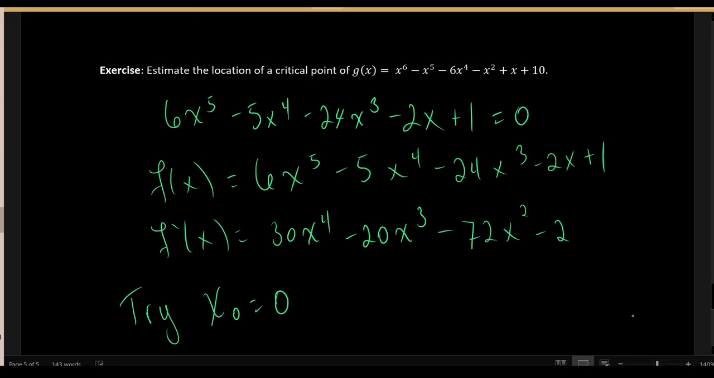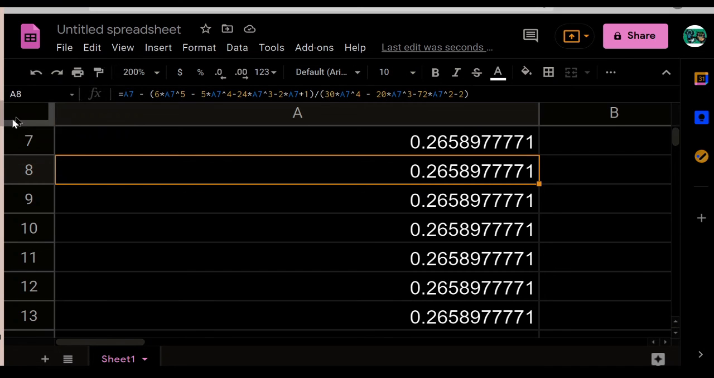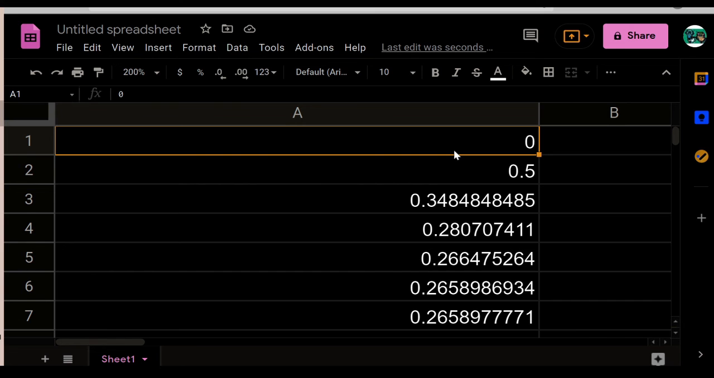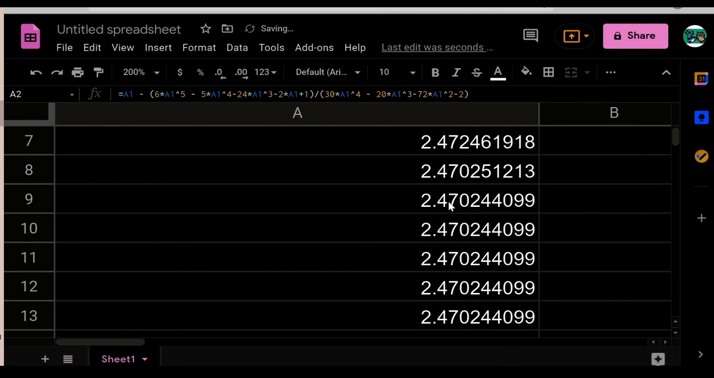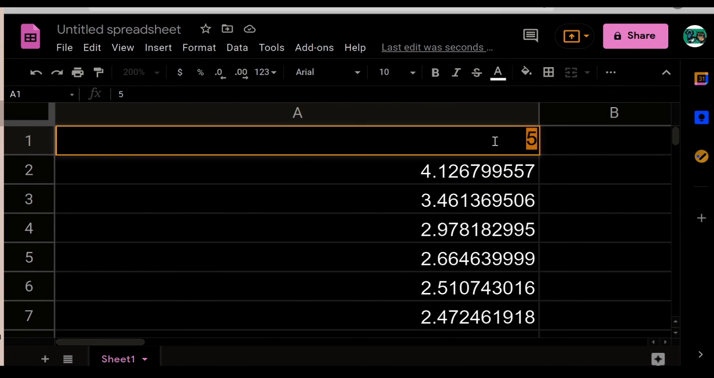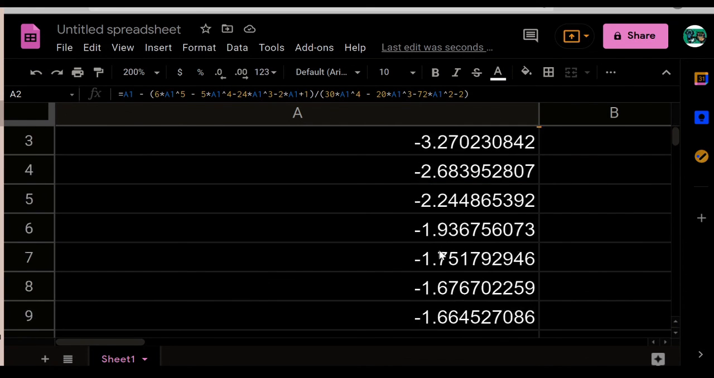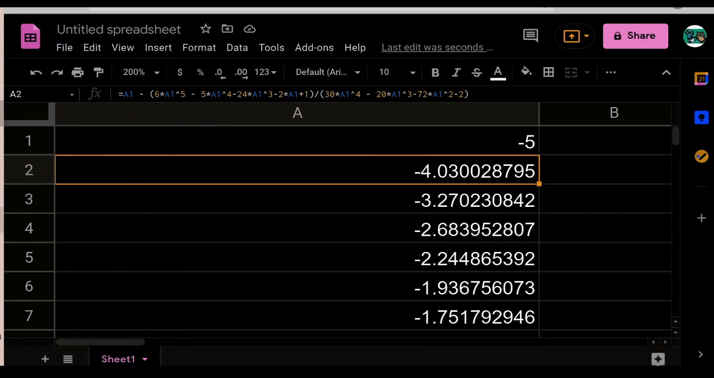Now, does this function probably have other critical points? Yes, it probably does. We would find them by trying different values of an initial guess to see if we got different approximate solutions. For example, I might go back here and try a vastly different x, maybe an initial guess of 5, and we can see a convergence upon another critical point at 2.47, approximately speaking. If I change my initial guess to something like minus 5, then that would change the result to negative 1.66. So by changing the values of the initial guess, you can change the approximate solution that you obtain.